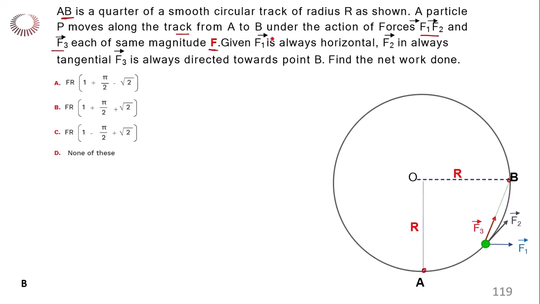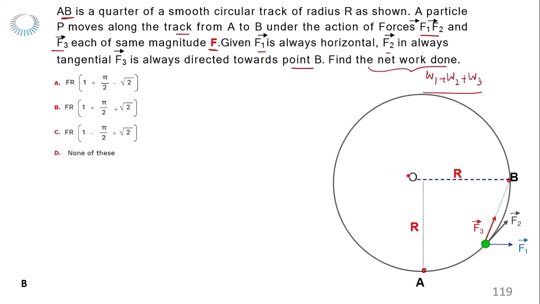What is given is that F1 is always horizontal, F2 is always tangential, and F3 is always directed towards the point B. So these are the three different directions. We were asked to calculate the net work. Net work is nothing but the work done by force F1 plus work done by F2 plus work done by F3. That is the net work. Now individually you can calculate.